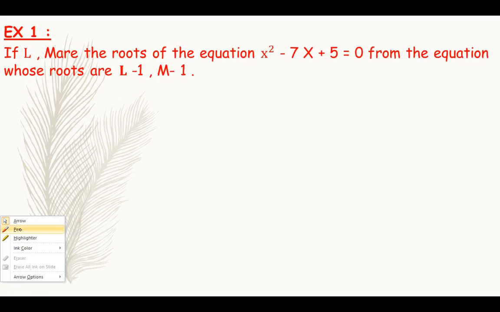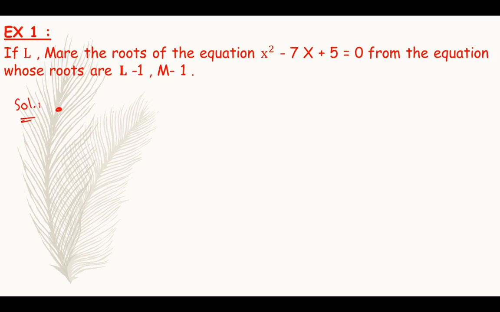Example number 1. If L and M are the roots of the equation x power of 2 minus 7x plus 5 equals 0, form the equation whose roots are L minus 1 and M minus 1. In this case, we have an old equation, which is x power of 2 minus 7x plus 5, and this equation has two roots. One of them is L and the other is M. Okay? So, solution.